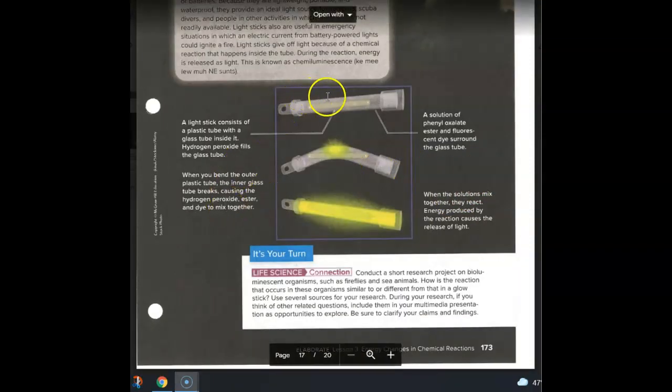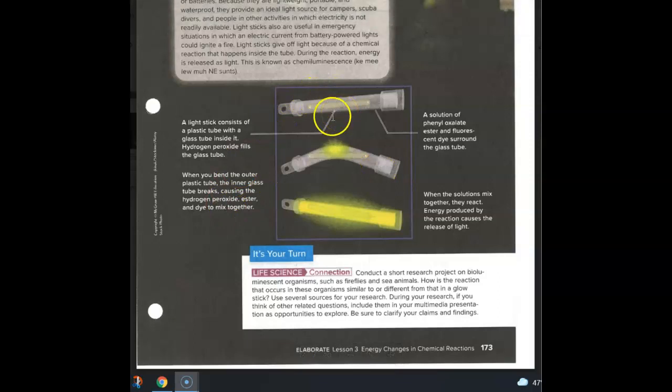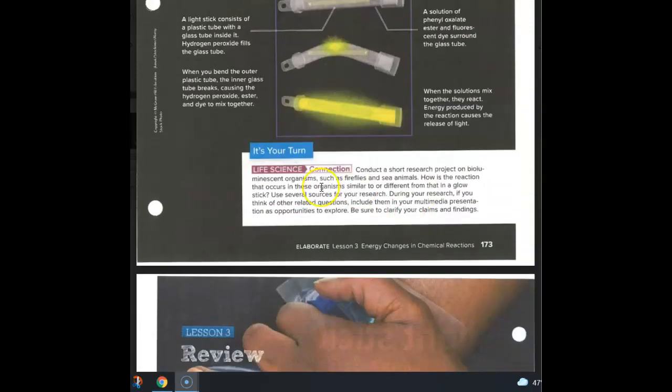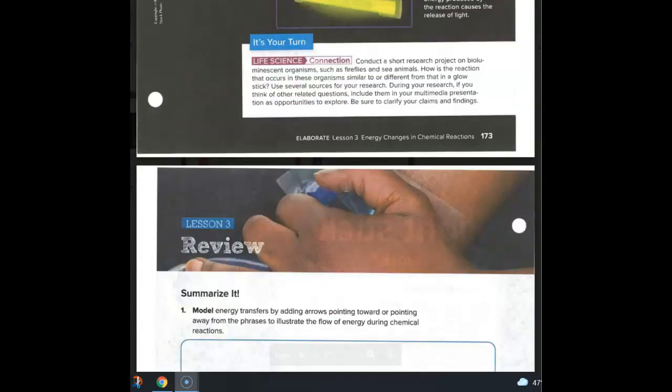So a light stick has a plastic tube inside of it. Hydrogen peroxide is in that tube. On the outside of the tube is a solution of phenyl oxalate ester and fluorescent dye surrounding the glass tube in the middle. So when you bend the outer plastic tube, it breaks the inner glass tube. This works similarly to a cold pack where you have to break an inner bag to mix the chemicals. Once the solutions mix together, the energy produced by the reaction causes a release of light. We will not be doing the life science connection.